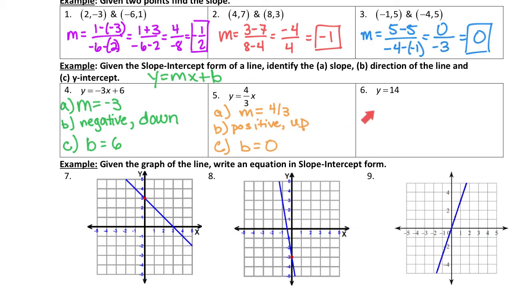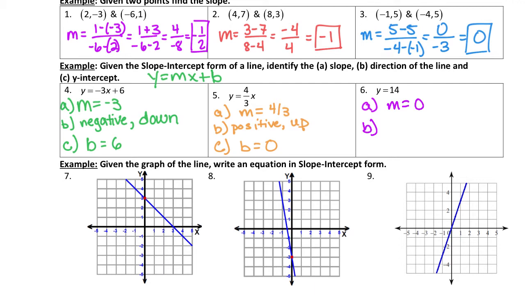For our final example, just y equals 14, same steps, just even a little bit faster than before. Our slope is always before the x. There's no x in this, so our slope must be 0. Okay, so m equals 0. For part B, is that positive, up, down? It's neither. 0 is neither.